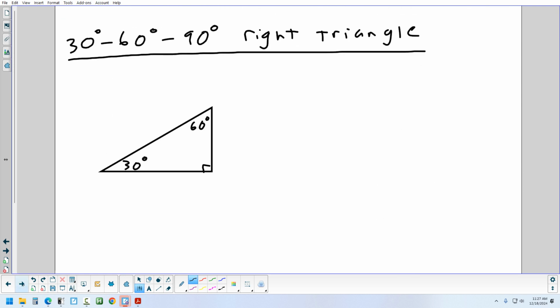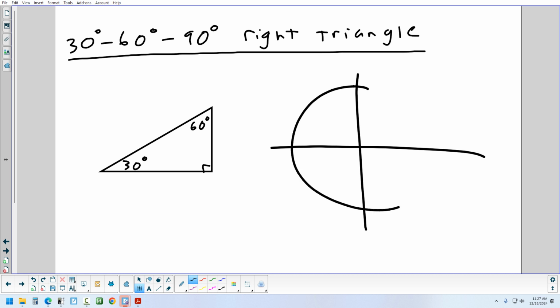Okay, the 30, 60, 90. Let's look at that one. Let's look at the 30 first. Okay, so there's 30 degrees. That's 0. That's 90. So 30 is less than halfway. It's closer to the x-axis.